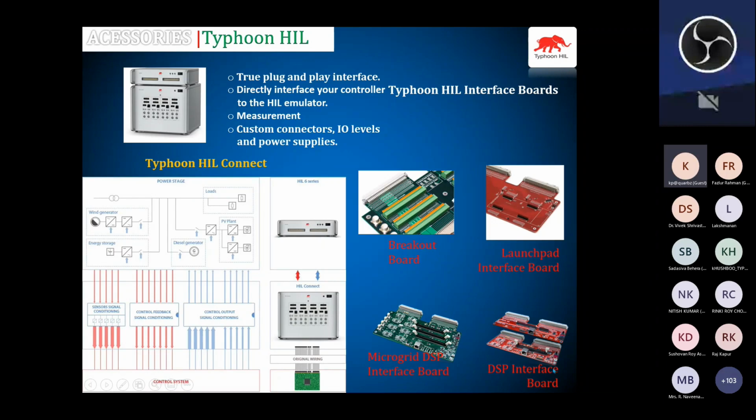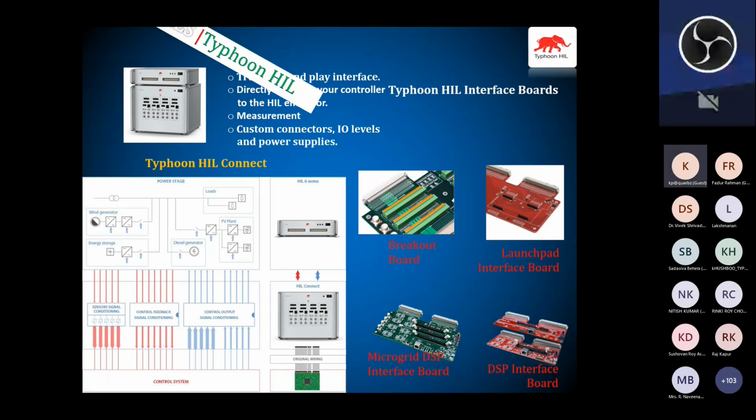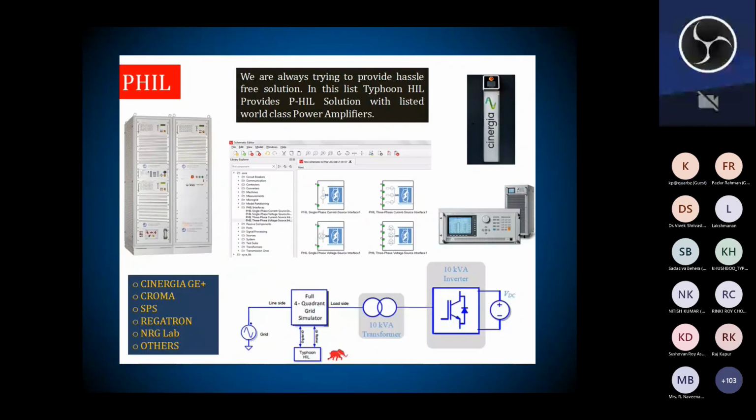Here in this DSP interface board, if you can see, this is one slot, so you can interface only one controller card. With the microgrid DSP interface, you can find three slots, 1, 2, and 3, so here you can interface three controller cards. That is the option available with the microgrid DSP interface. So these are the secondary, optional things as per your requirement with Typhoon HIL.